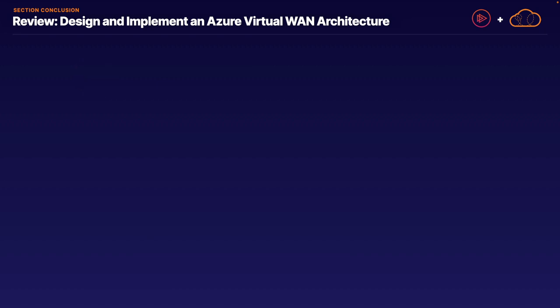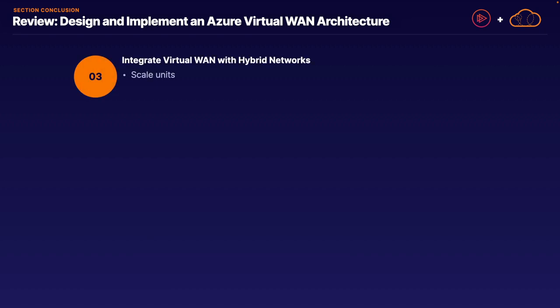We then went into a discussion on how to integrate virtual WAN with different hybrid networks, which focused on our main scaling component of scale units, which is essentially a SKU that determines the aggregate bandwidth of different hybrid connections, the breakdown of which is very important. Site-to-site or point-to-site VPN scale units clocked in at 500 megabits per second each, whereas a scale unit for an ExpressRoute circuit was 2 gigabits per second each.